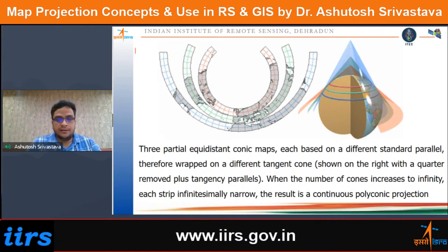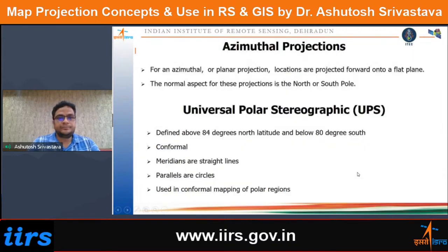The number of cones increases to infinity, each strip infinitely narrow. The result is a continuous polyconic projection. So when the strips are small, they will be very close. The green one will be closer to the red one. Like that, continuously, we can get a continuous map.